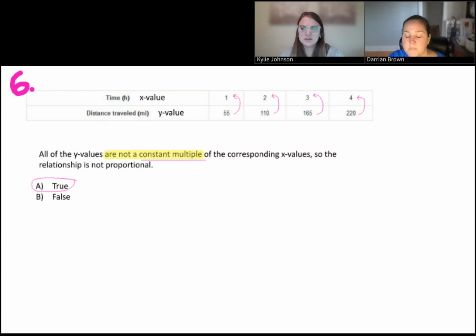Can you elaborate a little bit more on this one? So let me divide these. 55 divided by 1 is of course 55. 110 divided by 2, I don't think the table is necessary, to be honest with you, that's 55. 165 divided by 3 is 55. 220 divided by 4 is 55. So this table is proportional. Does that answer your question?